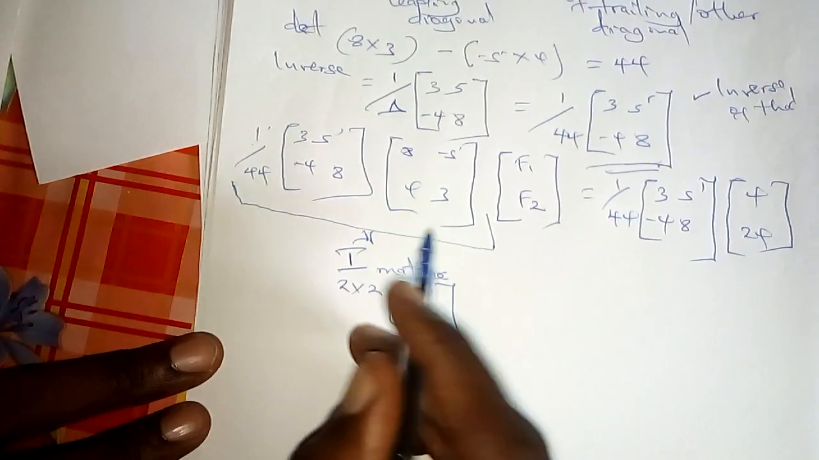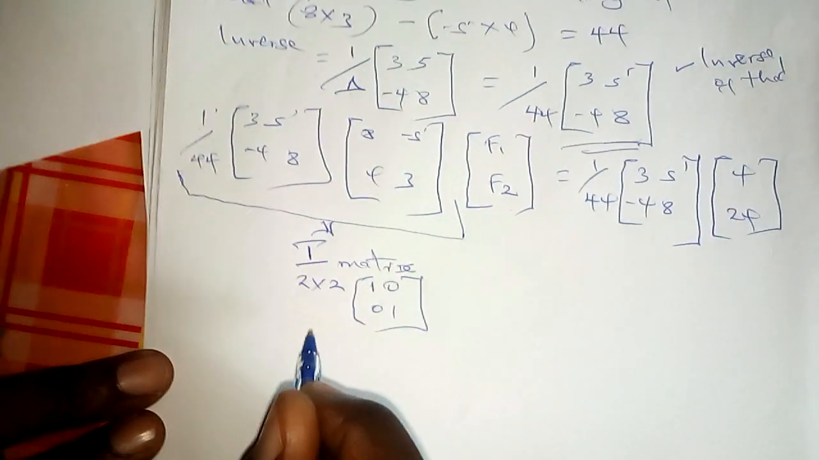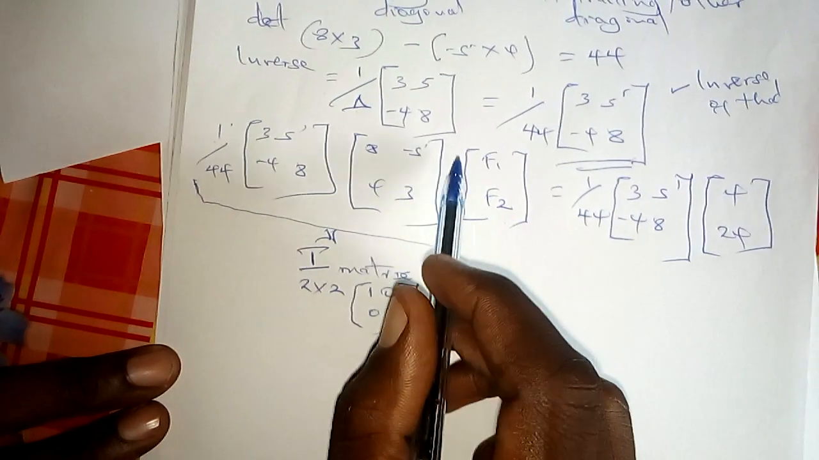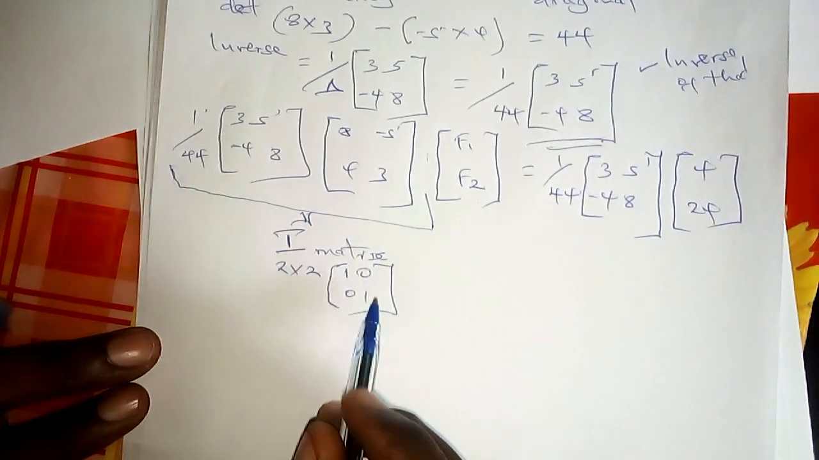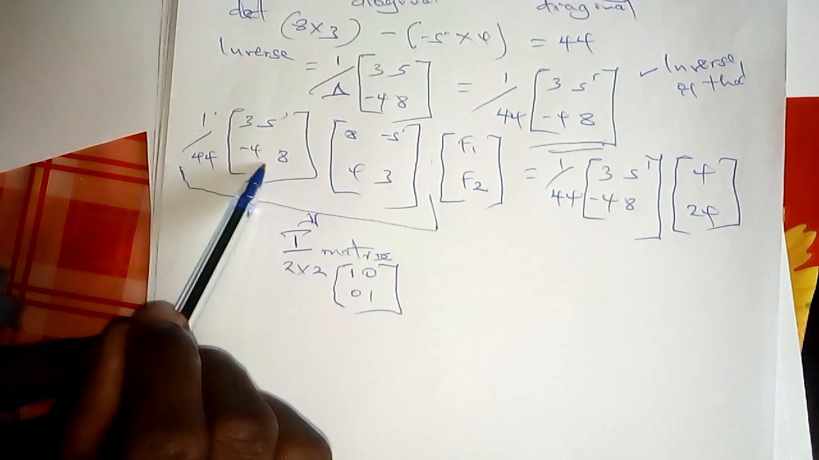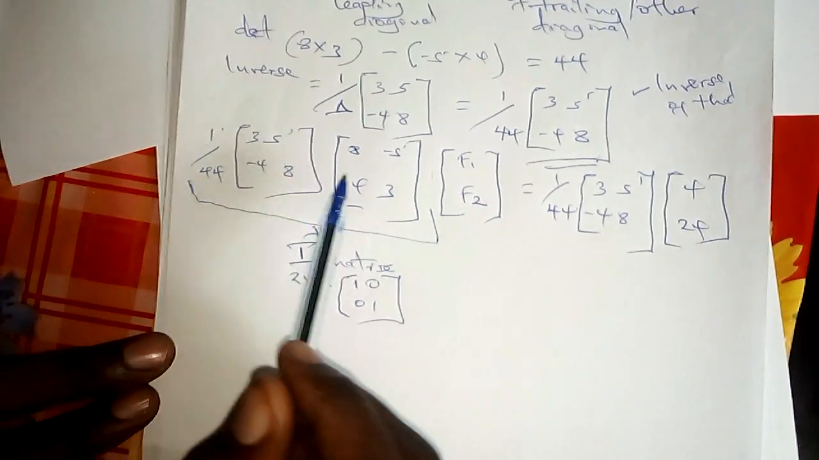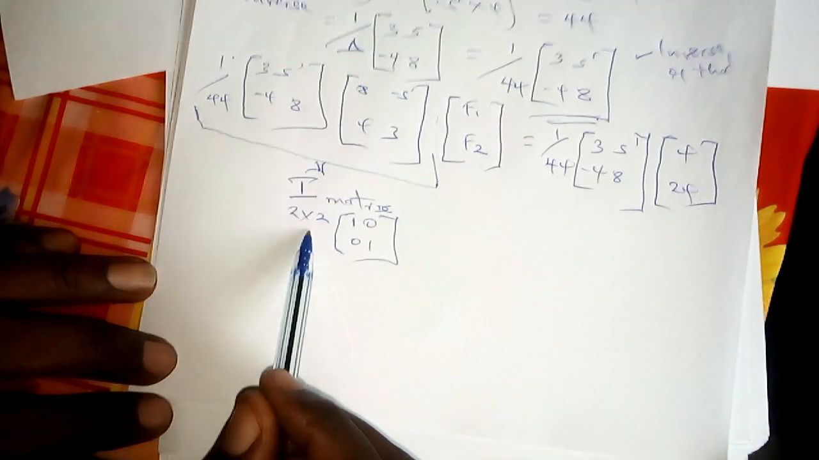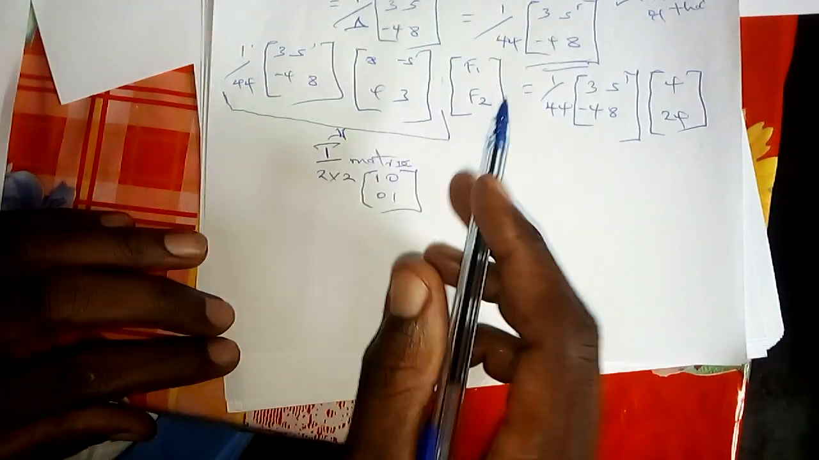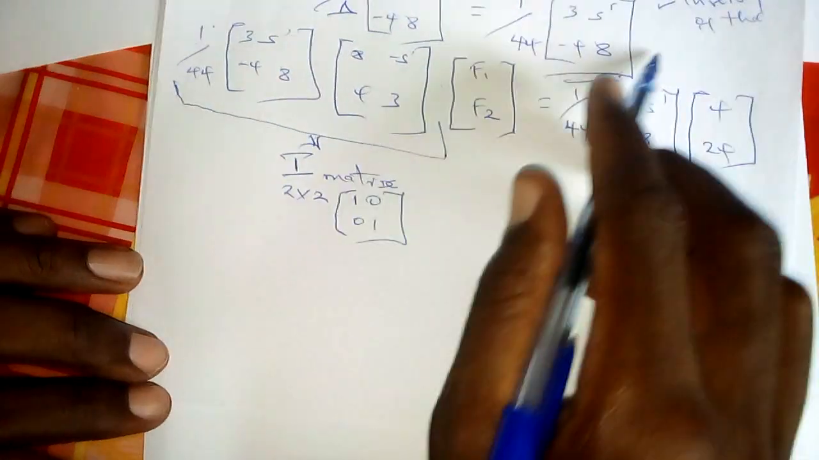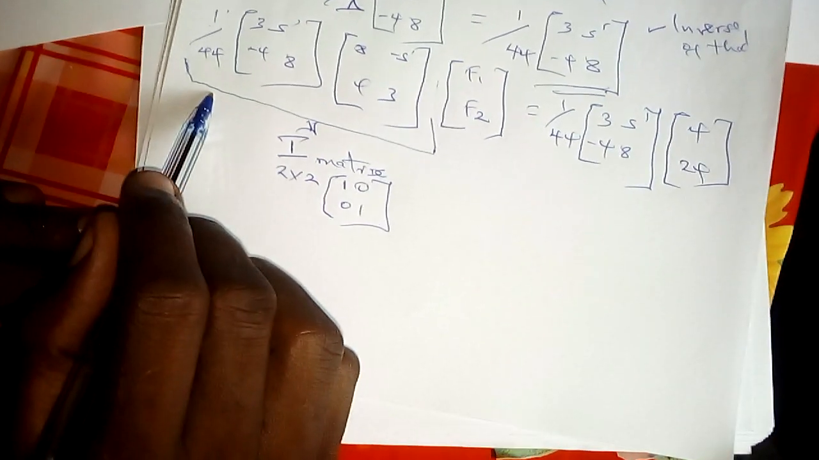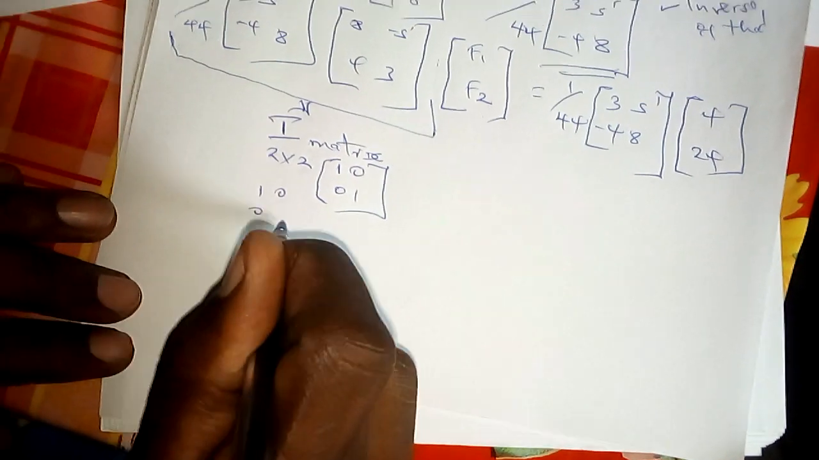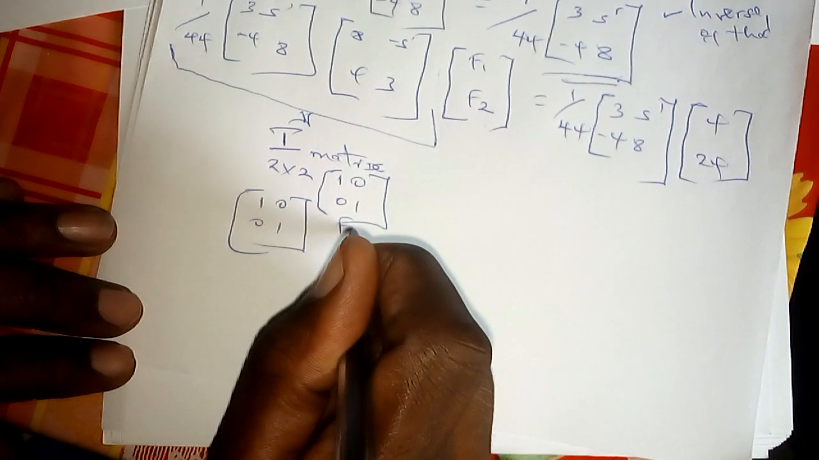From this equation, it means when you multiply this bracket to here, we will get the identity matrix, and we are dealing with a 2x2 matrix, which is now the identity matrix of 2x2. Now we focus on the right hand side, not the left hand side, since on the left hand side we have 1, 0, 0, 1, F1, F2.